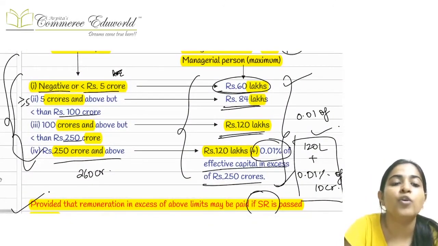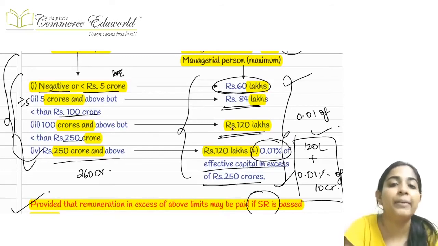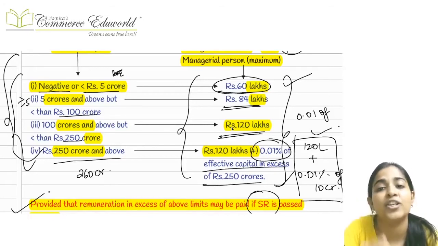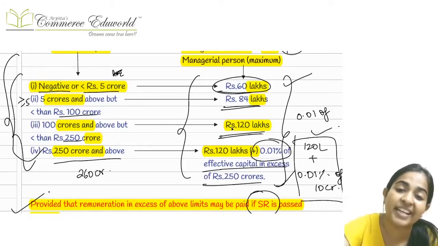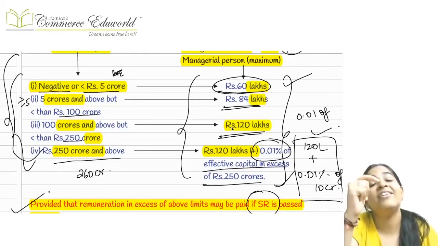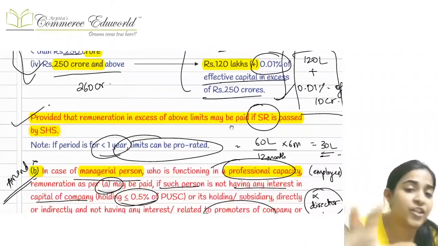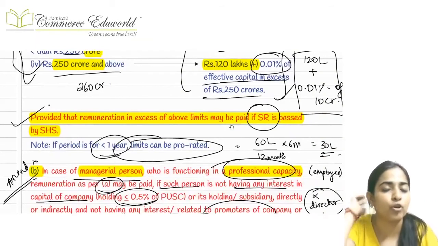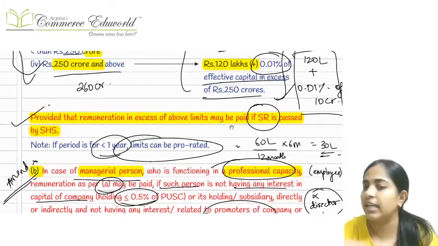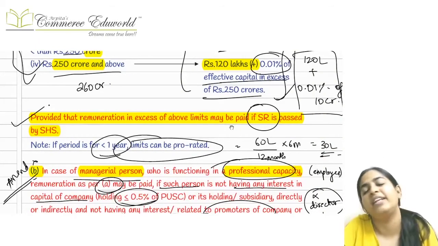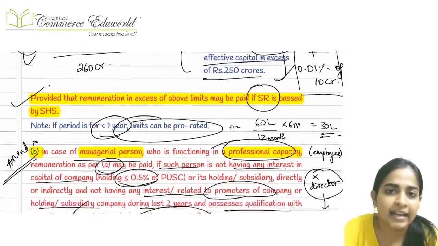If you want to pay any amount to him, even within the limits, then also you have to pass a special resolution, because you have to give a justification to the shareholders why such a person is still required in the company, even when the company is into losses. So you have to pass a special resolution even if you are paying any amount to him within the limits. And if the limits are exceeded, then anyway we are required to pass a special resolution.